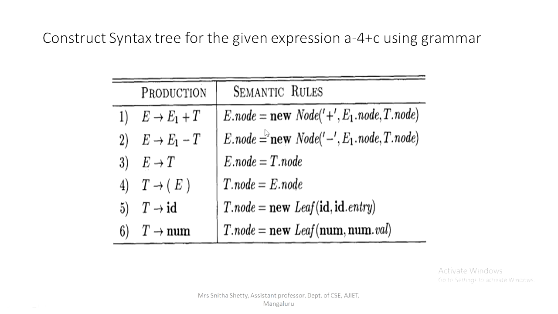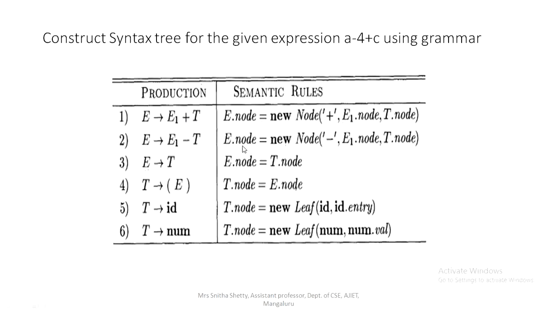E dot node is equal to, okay, here what I'm doing is I'm constructing the dependency graph using a pointer concept. I'm creating a new node with these parameters. First you need to write the operator, and then the operands E1 comma T. What is the operator? Operator is plus, and the two operands are E1 and T. So I'm naming the operands E1 dot node comma T dot node. So plus, E1 dot node comma T dot node.